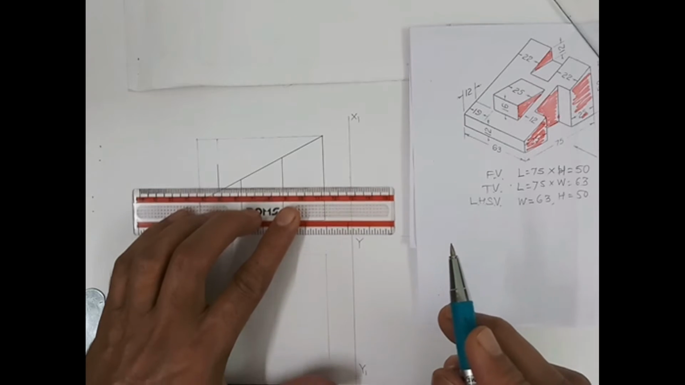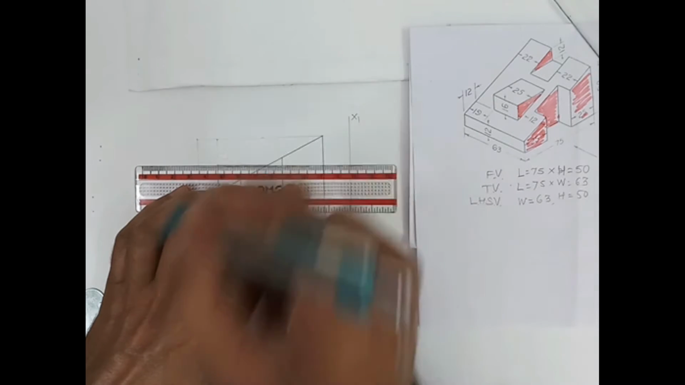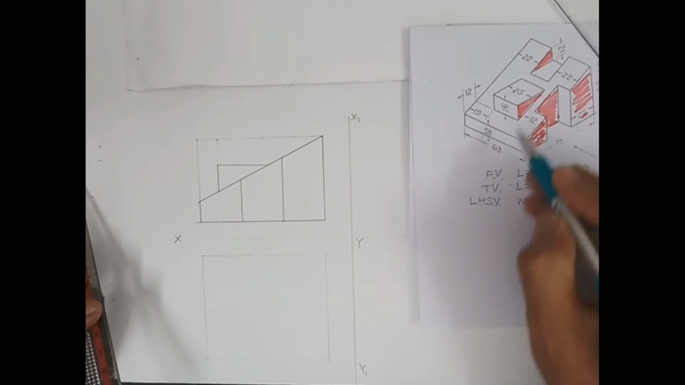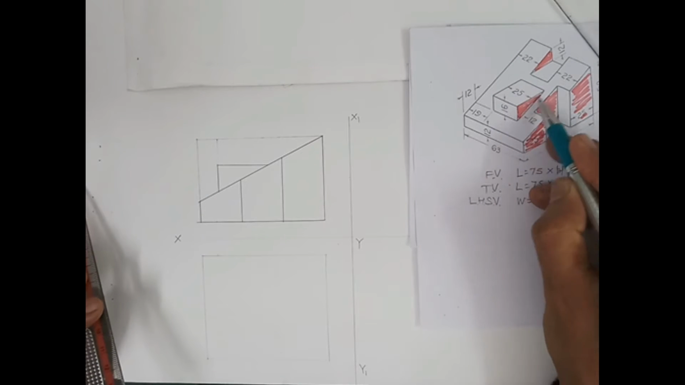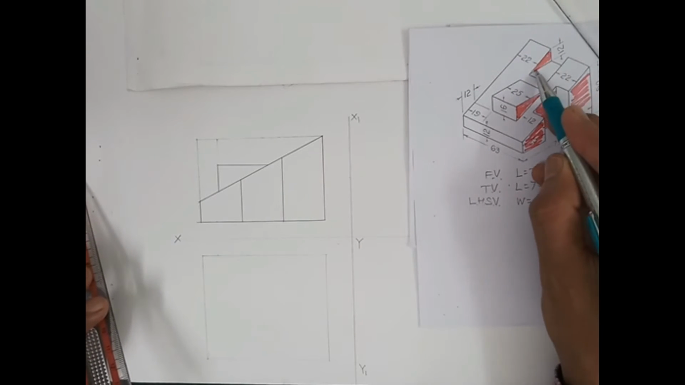Okay, so simply draw one horizontal line this way. So we have now got this particular triangular surface. Okay, so this is the triangular surface. Now we have to draw this triangular surface.